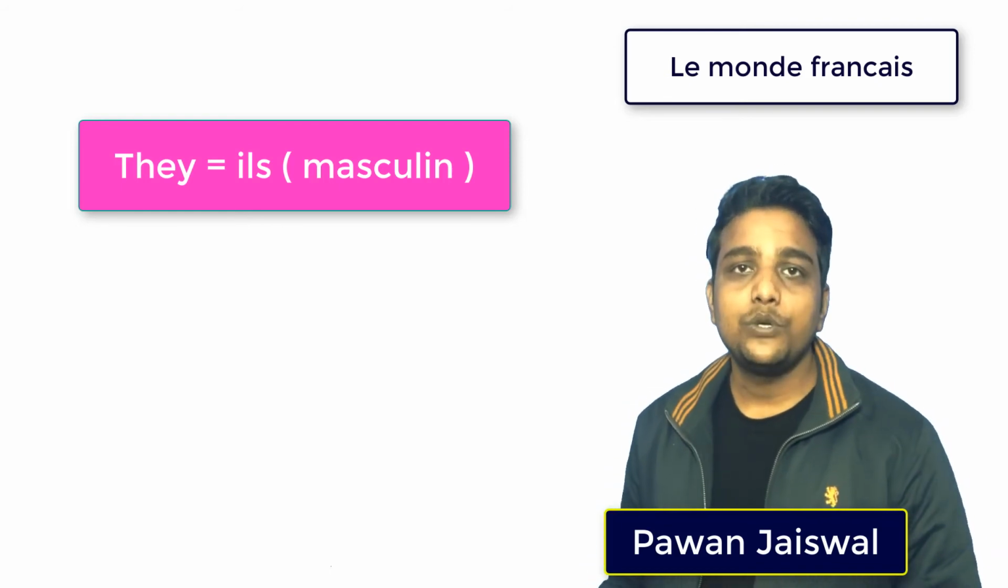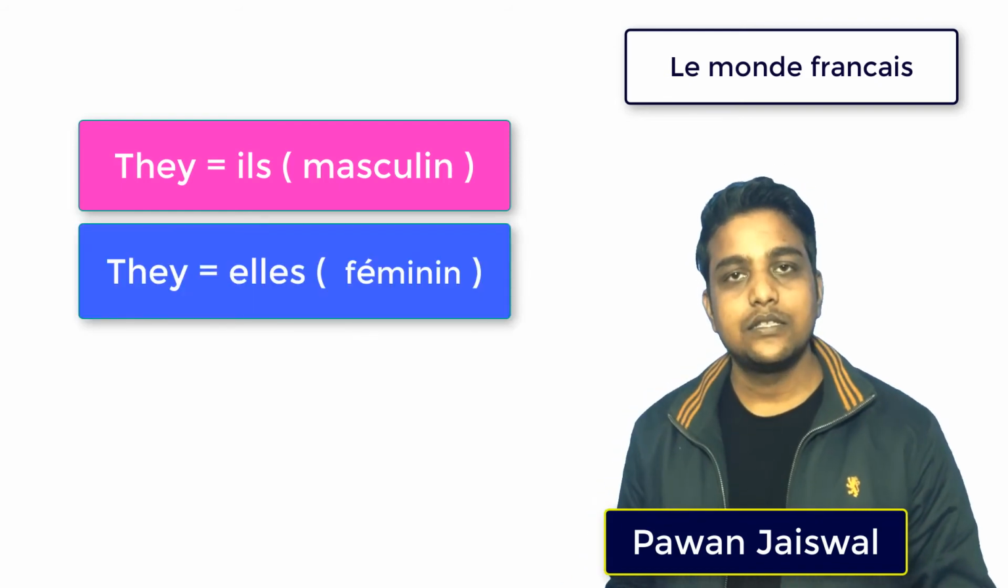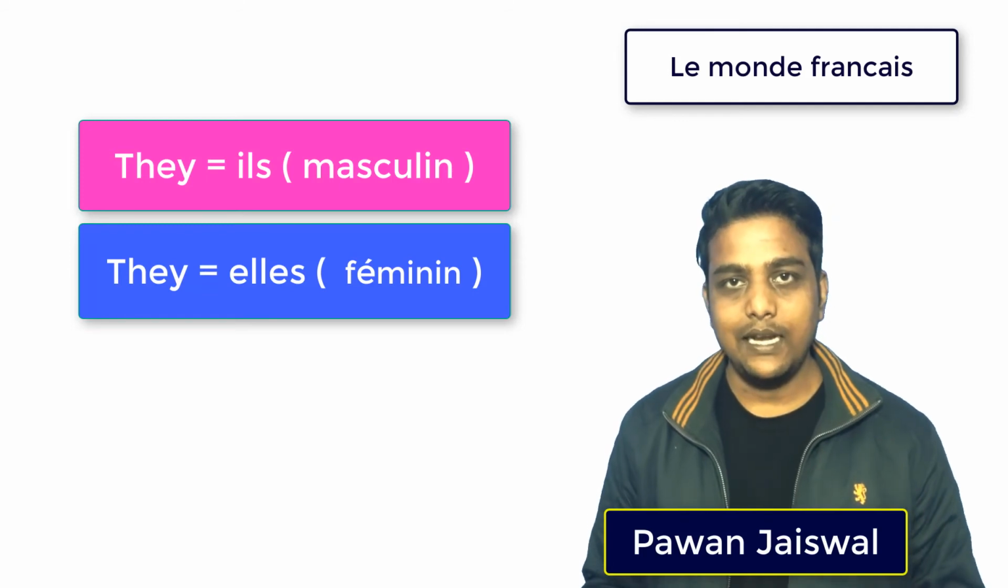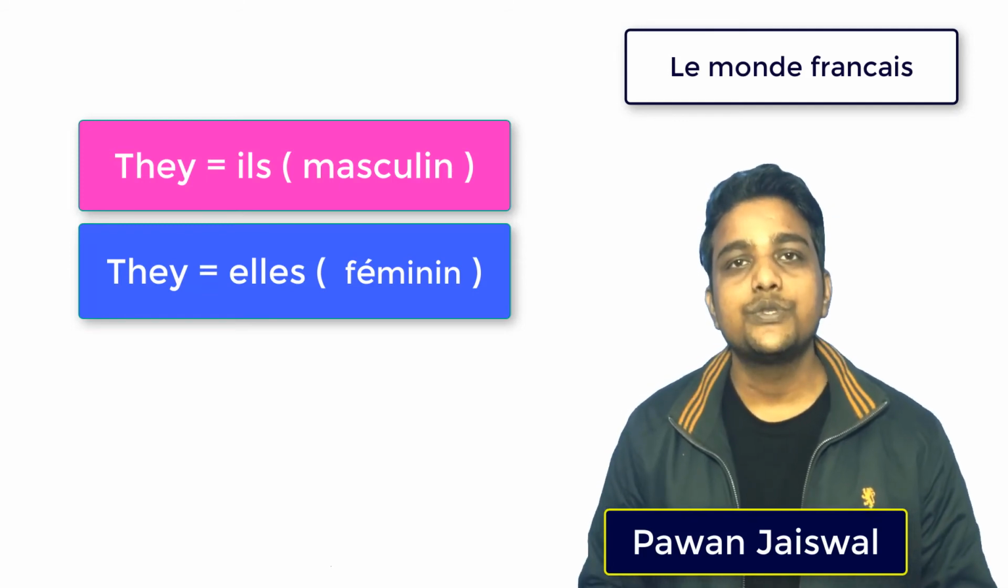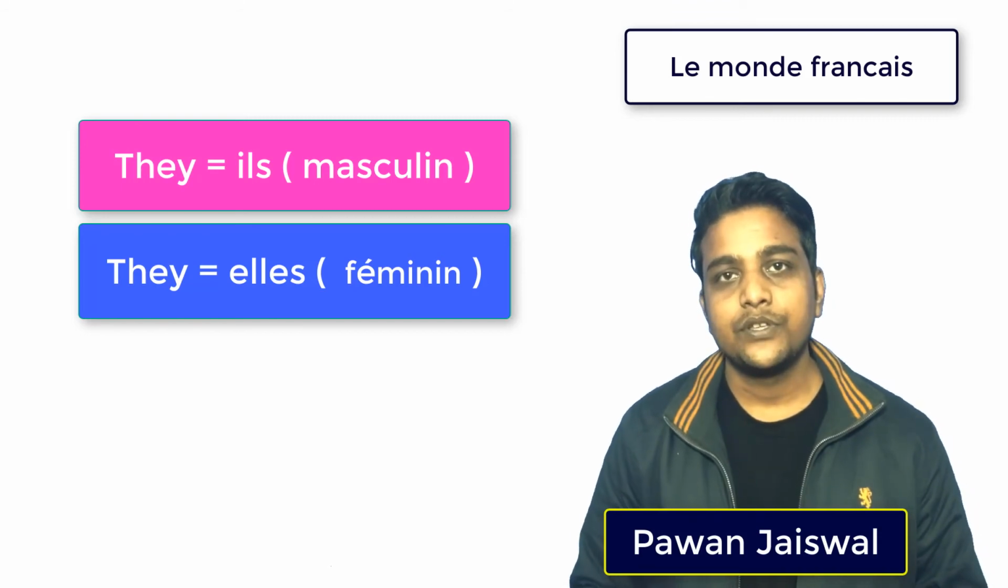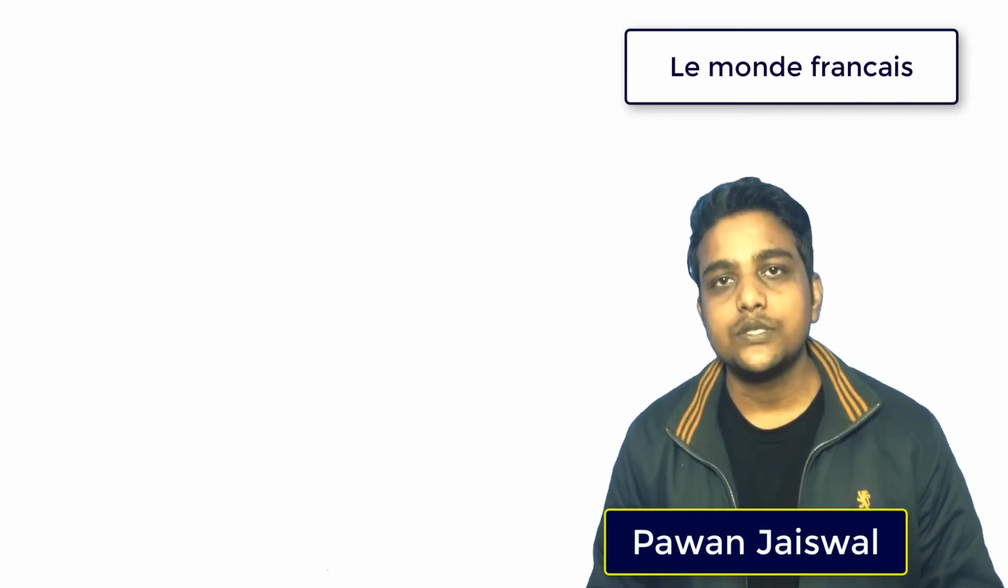But for the feminine plural, the term is elles. It has a similar sound to elle, but there is the difference of S. In the plural one, we use an additional S. So I hope you understood all these concepts well.